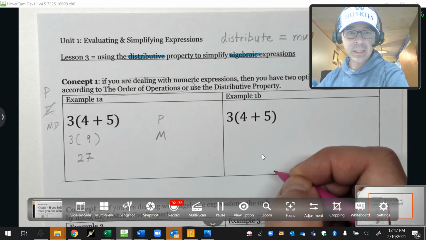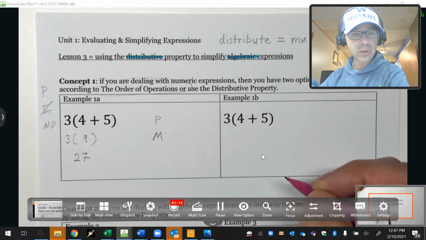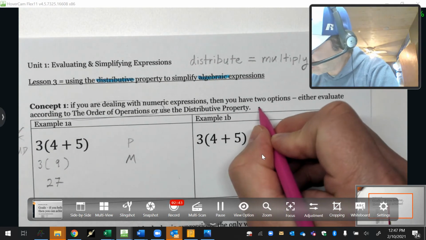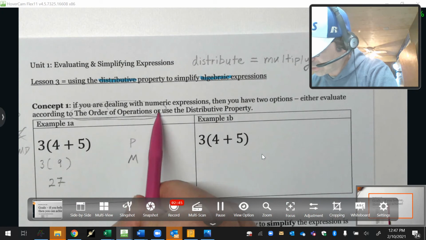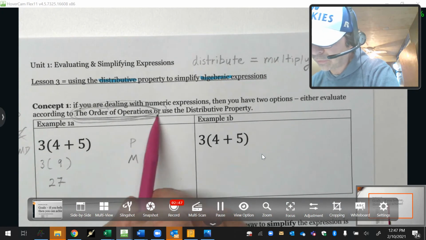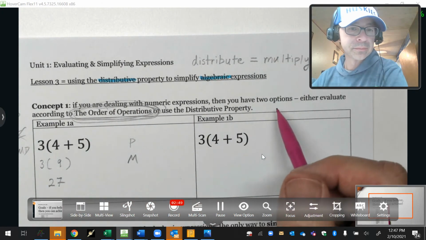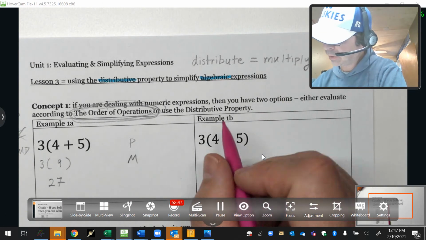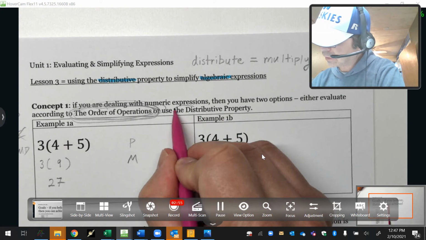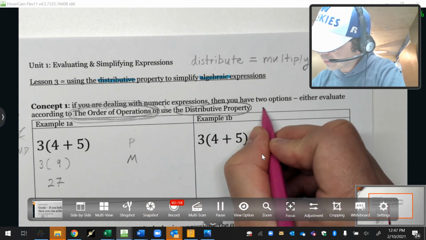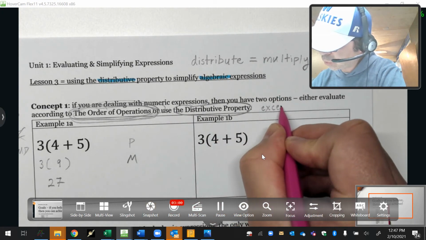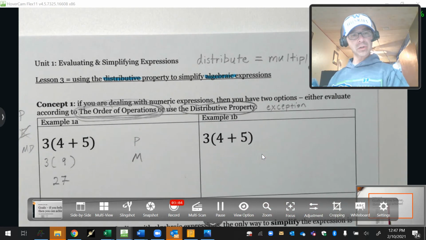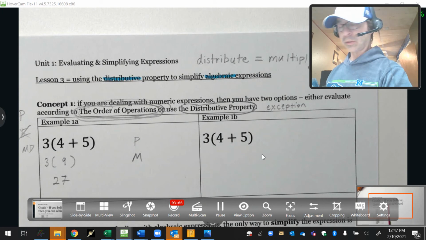Okay. This is very important that you understand this. The distributive property is an exception to the rule. This is the rule. These are the rules you are always supposed to follow, unless you can't. And we'll get to that later. So the distributive property is an exception to the rule. It still works. It's just going to be strange.